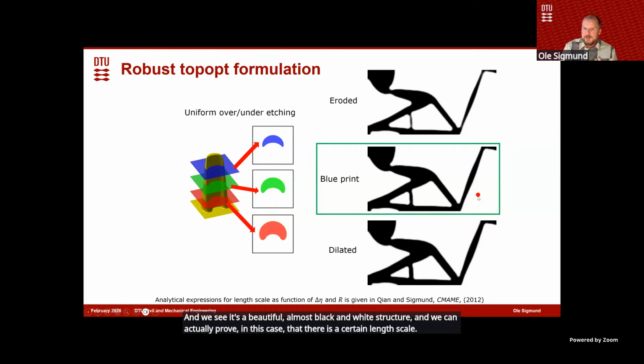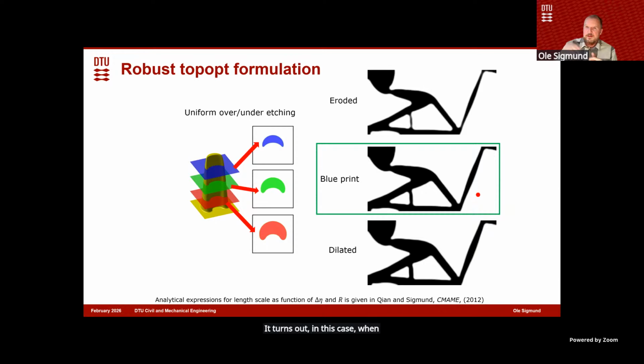It turns out in this case, when eta and delta eta, when delta eta is plus minus 0.5, then we can actually say that the length scale that we introduce is half the size of the filter. But there are also other expressions if you don't use these large delta etas. So we have a very nice design, no localized hinges, and so this should be immediately realizable.